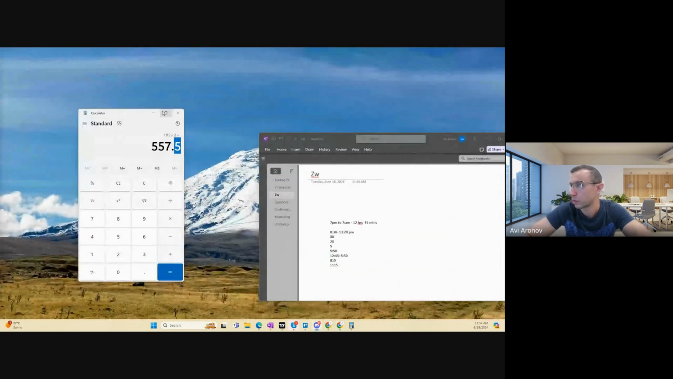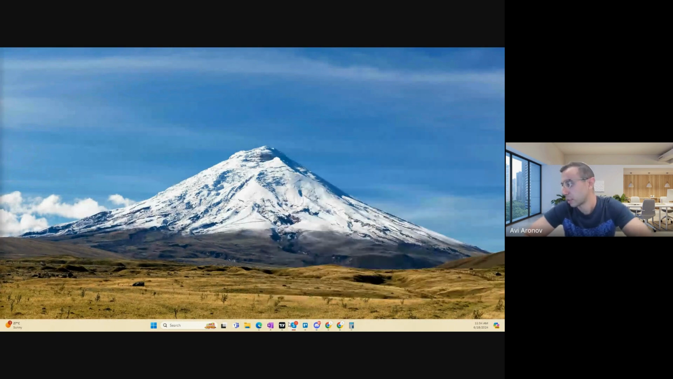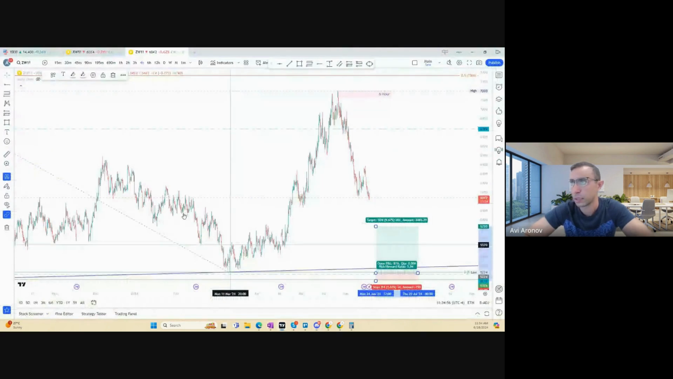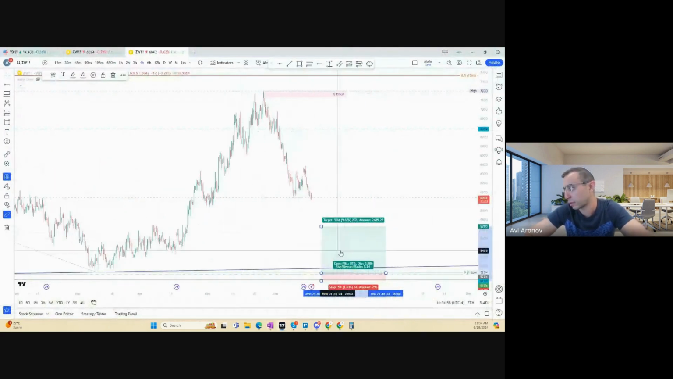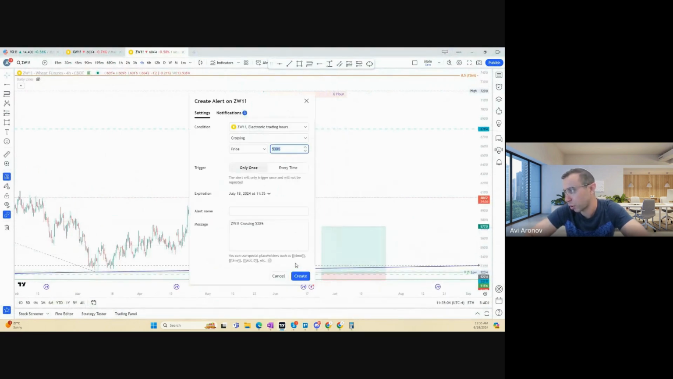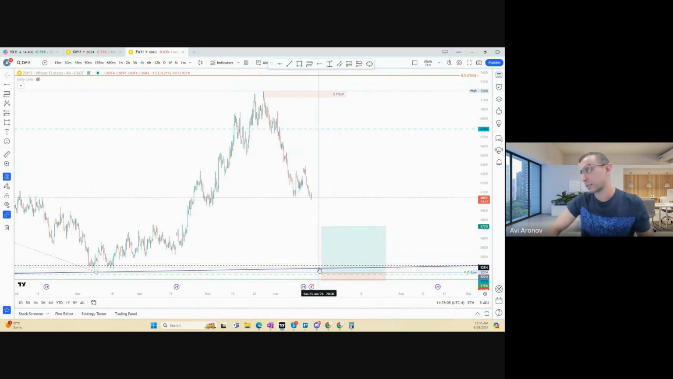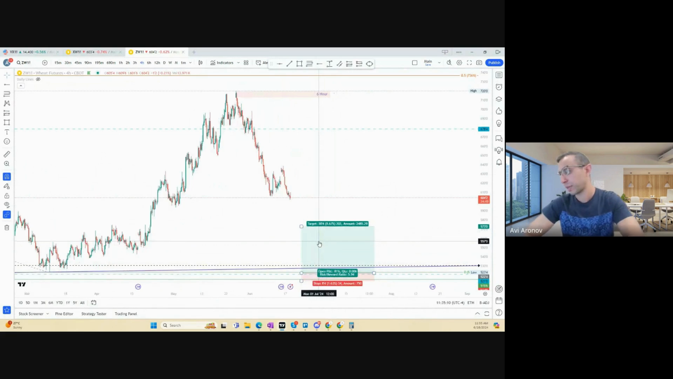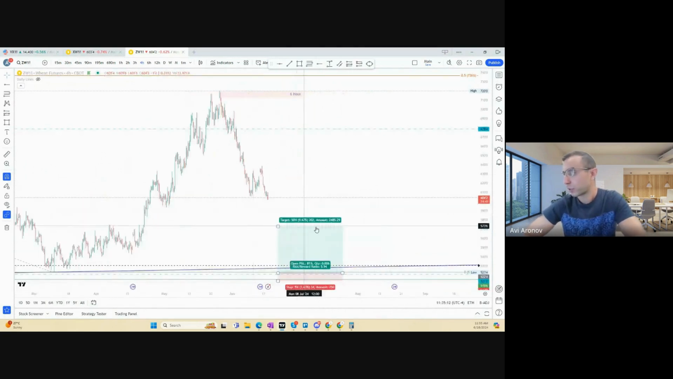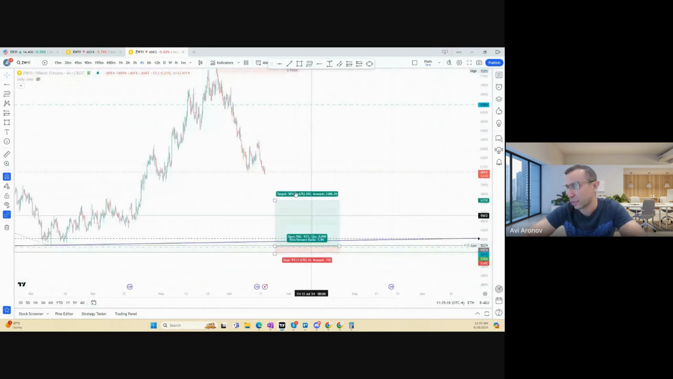Okay, so now we continue and basically understand that the analysis is that we will have a plan to enter somewhere here. What we will do for now, we will put an alert in this area, so then we have enough time to enter and do our entry plan and order. Okay.